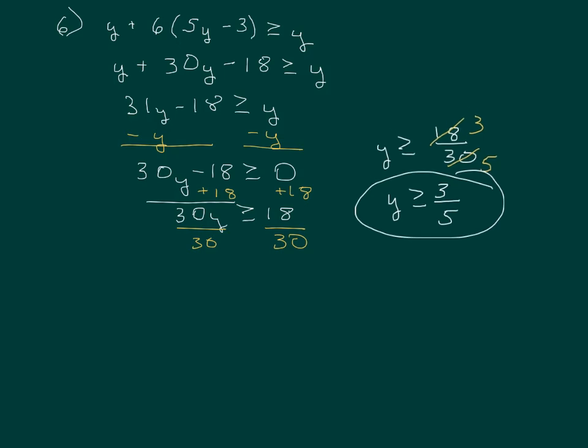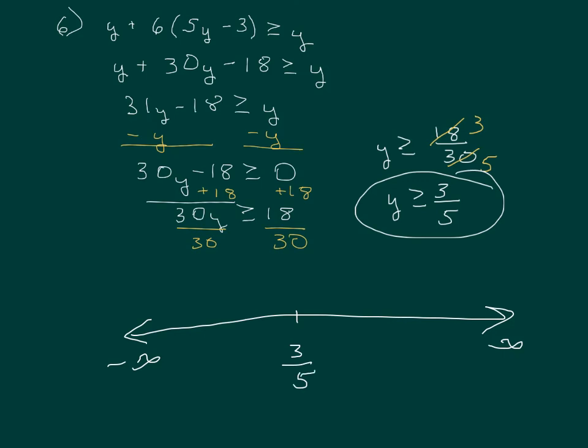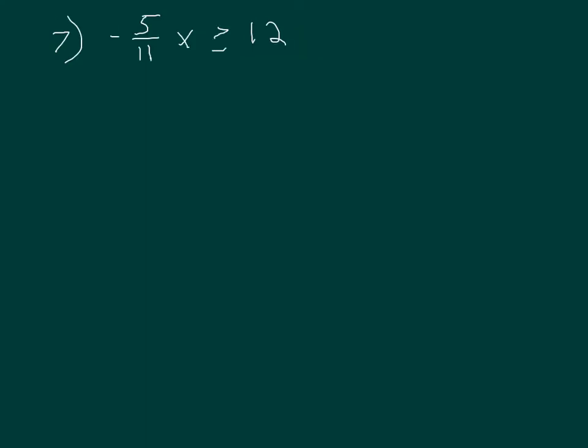So let's draw our number line. Negative infinity to infinity. We have 3/5. Y is going to be greater than or equal to, so we have a bracket, and it goes off to the right. That's what our number line looks like, and now we can write our interval looking at our number line. On the left we have a bracket, we have 3/5, and on the right we have infinity, and that always goes with parentheses.